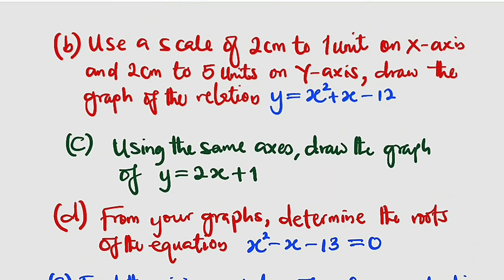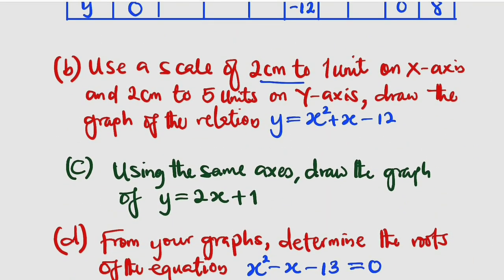Then the B part, we are asked to use a scale of 2 centimeters to represent 1 unit on the x-axis. Already I have my graph here. On the x-axis, every 2 centimeters should represent 1 unit. So you can see that 1 centimeter, 2 centimeters, we have 1 unit. 1, 2, we have 2. 1, 2, we have 3. 1, 2, we have 4. And if you move to the left, 1, 2, this is -1. 1, 2, this is -2. 1, 2, we have -3. 1, 2, this is -4.